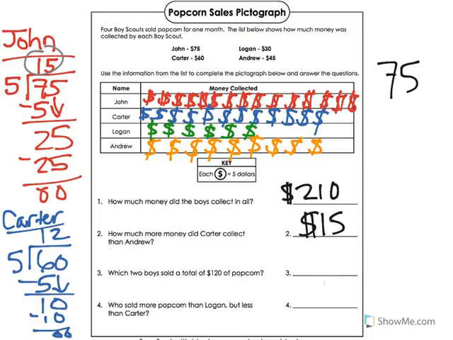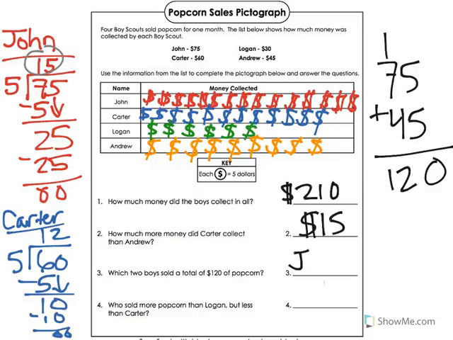Let's try John and Andrew. Alright, 5 plus 5 is 10. We carry over that set of 10, and 1 plus 7 is 8, plus 4 is 12, which is 120, and there we go. So it is John and Andrew.